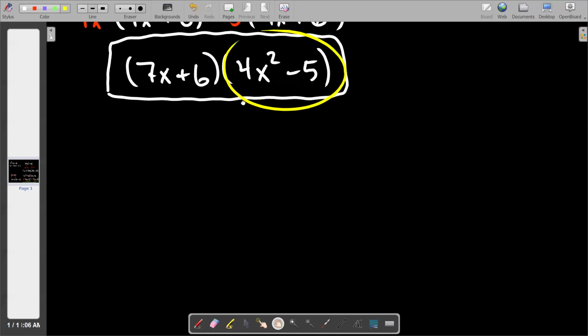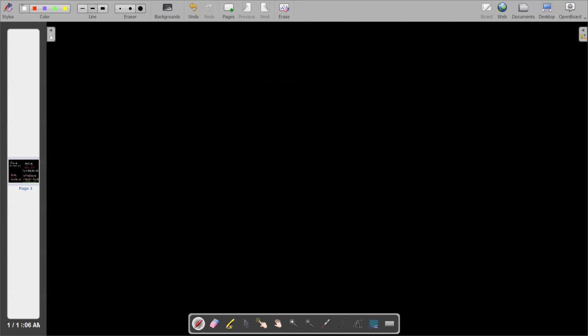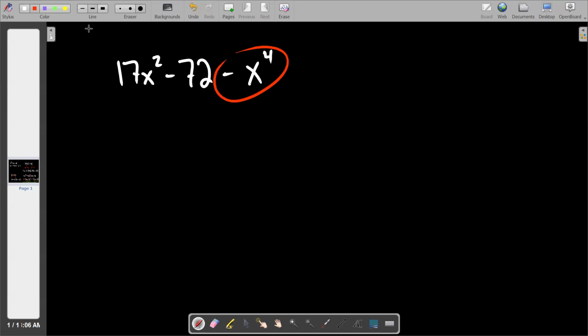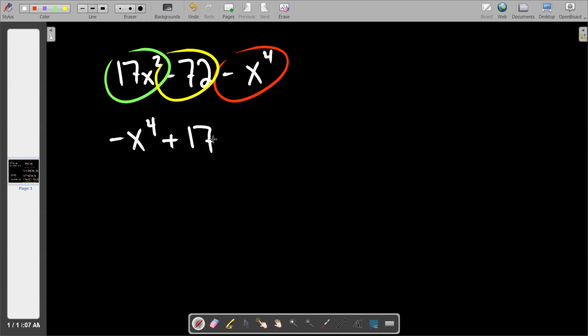Last row. First problem right out of the gate. Houston, we have a problem. What is the problem? Oh, they're out of order. So let's fix that. Step 1 is let's just put everyone where they belong. So red term will go first, green term will go second, and yellow term will go third. So we're going to have negative x to the fourth plus 17x squared minus 72.